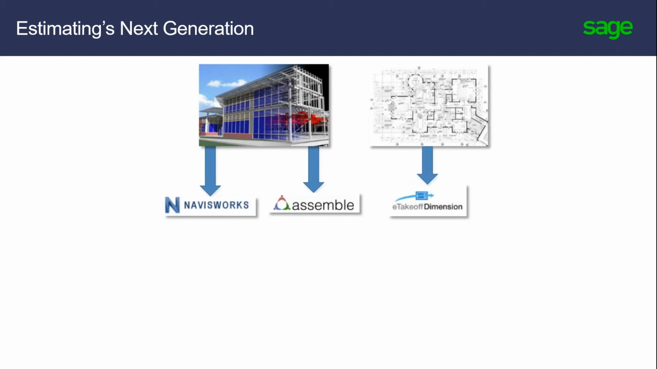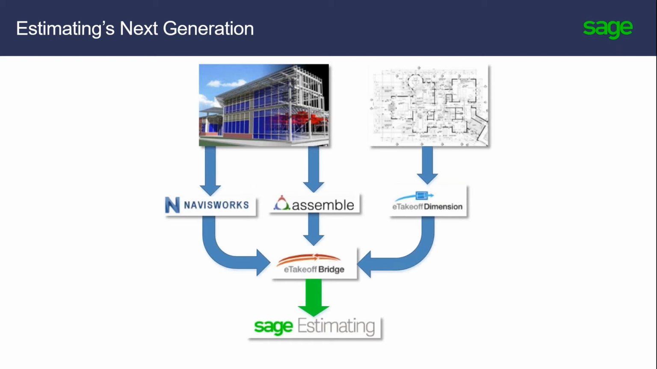And from those best-in-class solutions, we're going to bring all that information into Bridge. So Bridge is that piece that ties it all together and brings it into Sage Estimating. We are going to take a look at Bridge today. We'll concentrate on Bridge and the features that we have there.